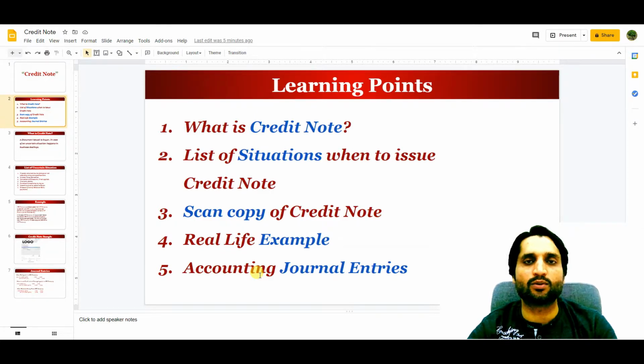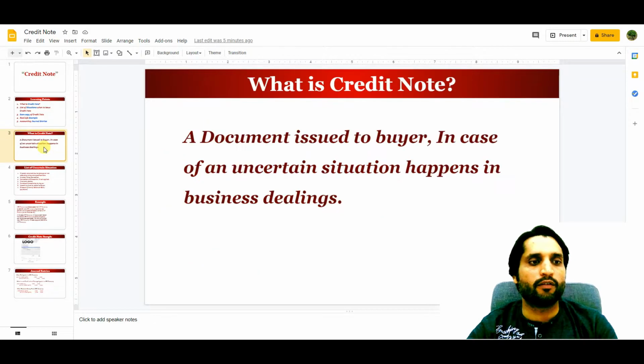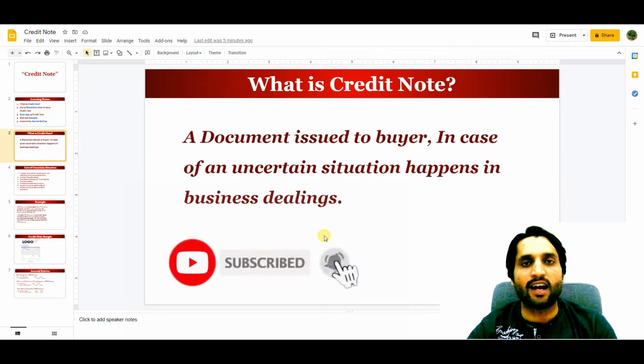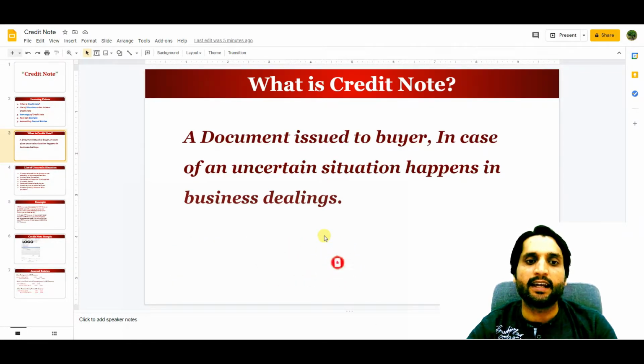So let's start with the beginning. We will know what a credit note is. This is a document issued by a seller to the buyer in case an uncertain situation happens in business dealings between the buyer and the seller. In this situation, when he is issuing a credit note, the seller is going to compensate the buyer for the loss occurred.